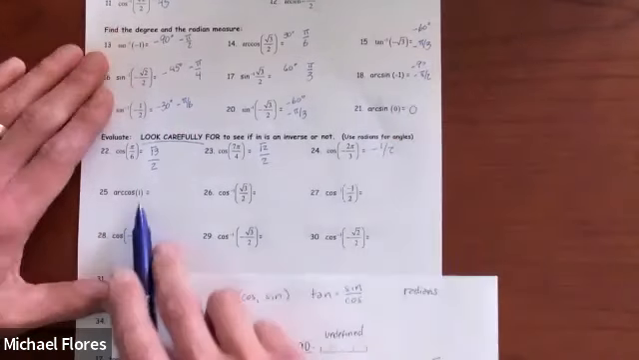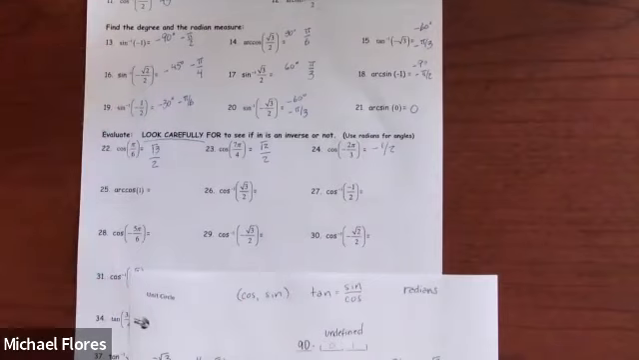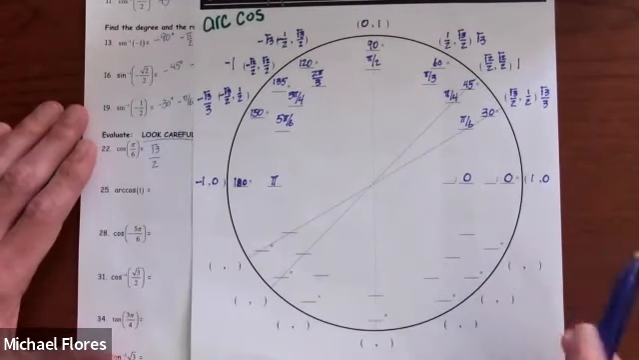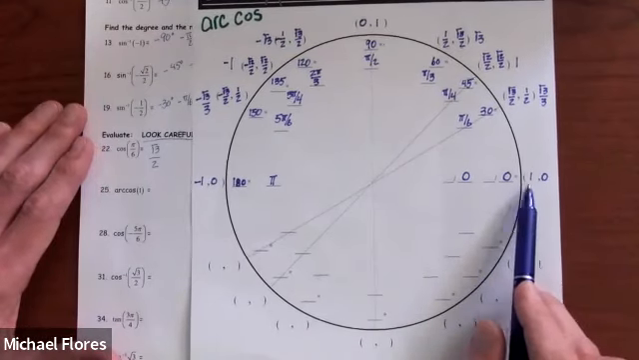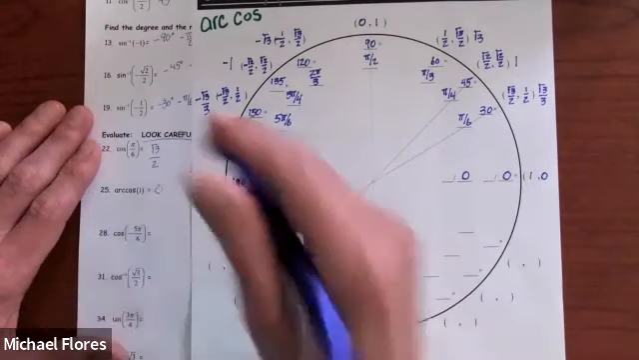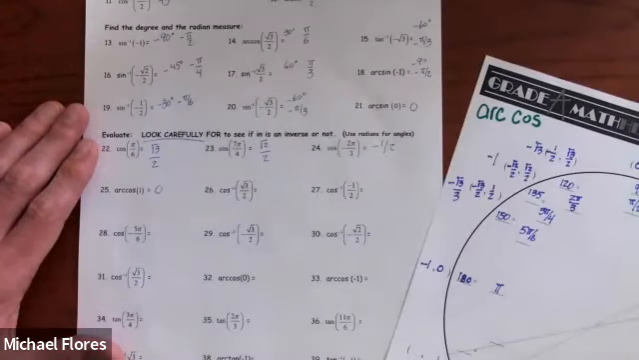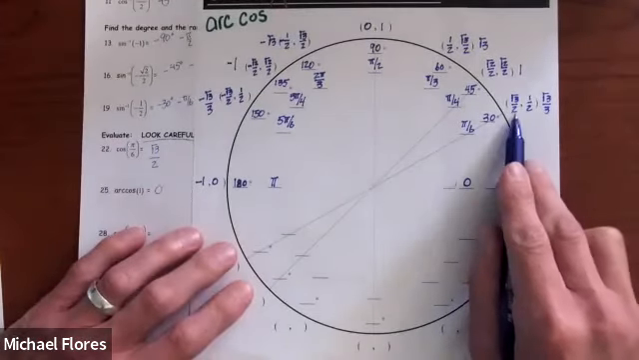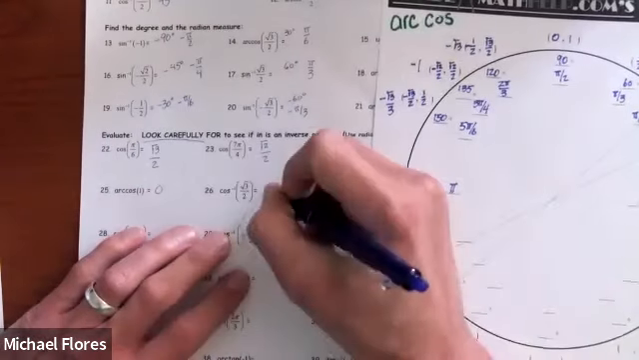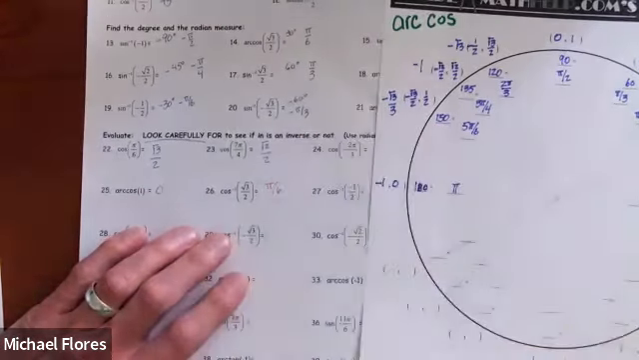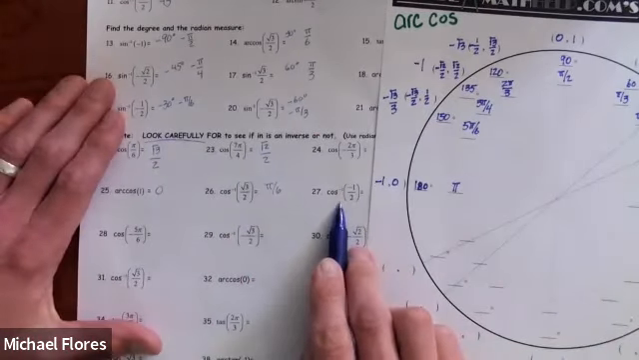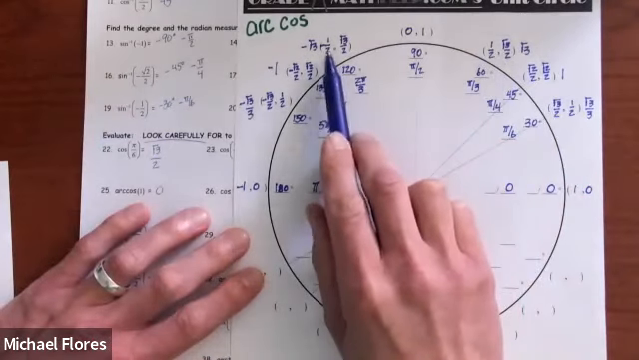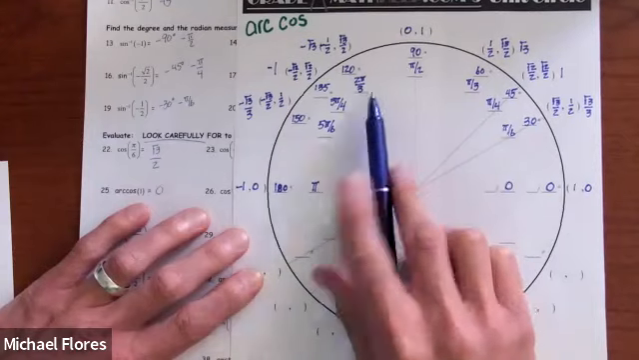Okay, now arc cosine of 1. Okay, we need that arc cosine cheat sheet again. So we're trying to figure out where is cosine 1? There it is. That's at 0 radians. Arc cosine of root 3 over 2. Right there. Arc cosine of negative 1/2. So where is cosine negative 1/2? Right there. That's at 2 pi over 3 radians.